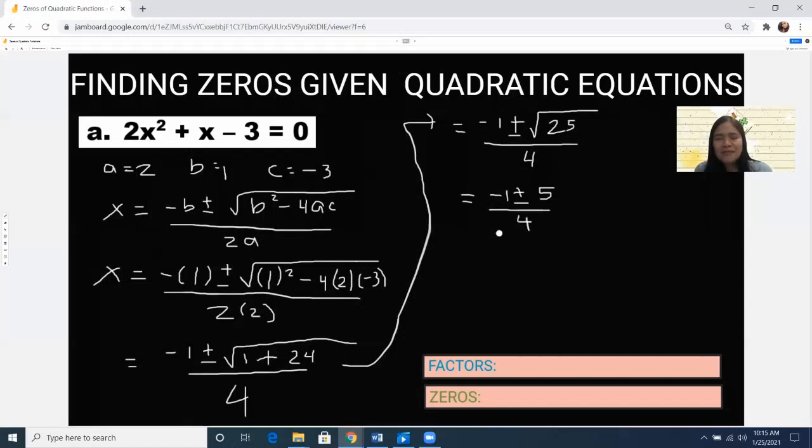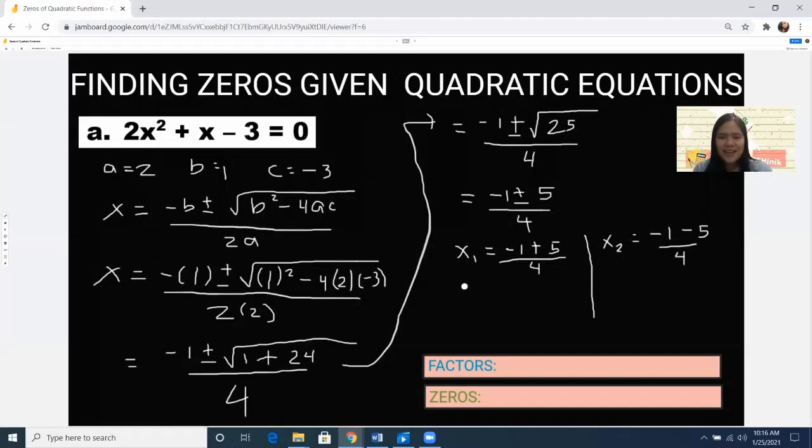Then we'll separate for the x values. We have two roots in here. Let us just write x sub 1 to represent the first root and then x sub 2 to represent the second root. Okay. Then we'll separate the positive 5 and negative 5 in here. So we have negative 1 plus 5 over 4. Sorry for my voice, but I prefer to sing sometimes when I'm teaching. And then negative 1 minus 5 over 4. Though I'm not a singer.